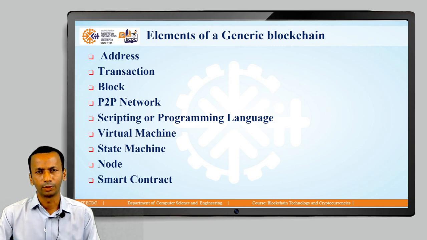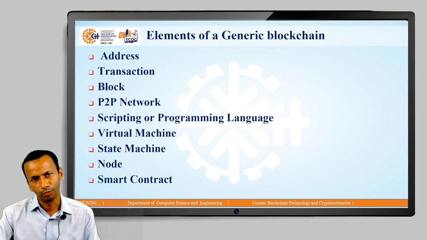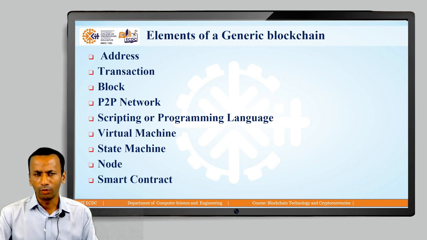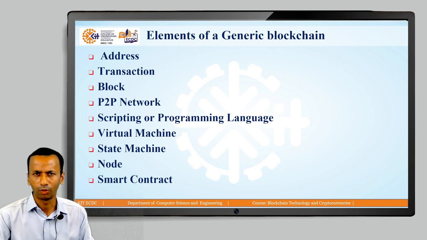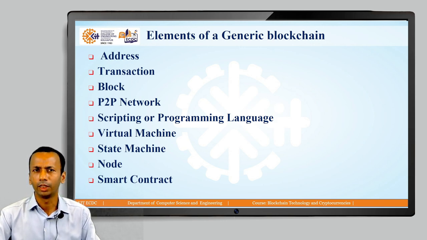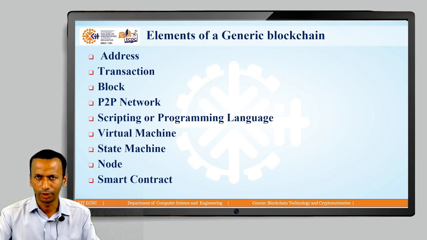And as I said, smart contracts are very important. They are used to define the business logic as per the requirements of the business. But a smart contract is not compulsory in all types of blockchain. This is very important. Smart contracts are there, no problem, and we can write different types of business logic using them, but they are not compulsory in every type of blockchain. So this is all about the generic structure of the block, the different components of the block, and the different elements of a generic blockchain. This is a very important topic.